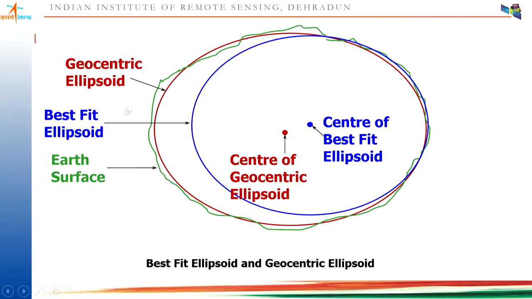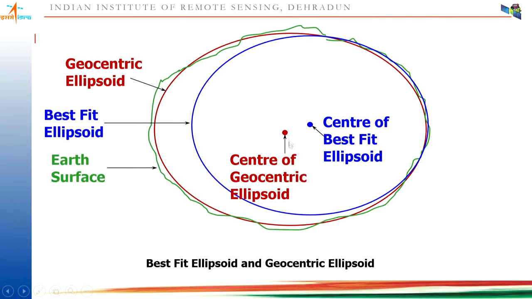Since local information is used in the best fit ellipsoid, it may be suitable for a particular region. It may not be suitable for the other regions. The best fit ellipsoid I am talking about is the blue one. The blue one may be the best fit for the particular region, but it may not be suitable for the other regions. But if you see the red one, the geocentric ellipsoid, it is a best fit for all the globe. The green one is the earth surface, and the red one is the best fit all over the globe.